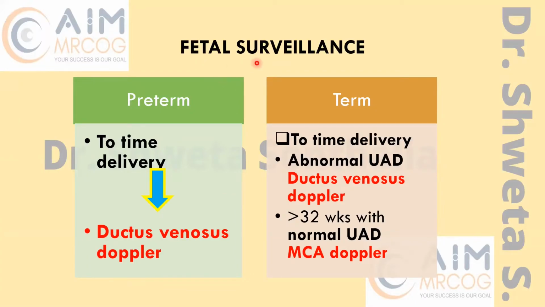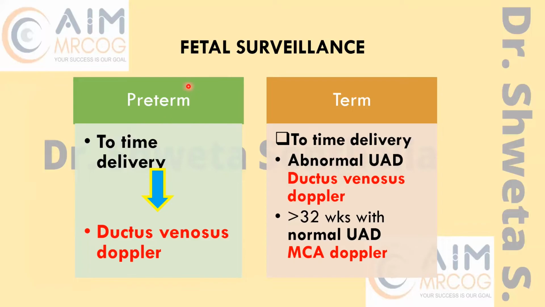So they ask you, umbilical artery Doppler, what is the benefit? The benefit is it will decrease IOL rate, it will decrease CS rate. So it will be helpful for the pregnancy, mother, as well as the outcome. Then they ask you how you will time the delivery.